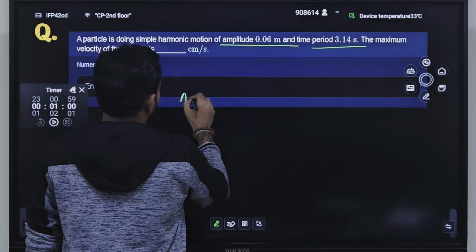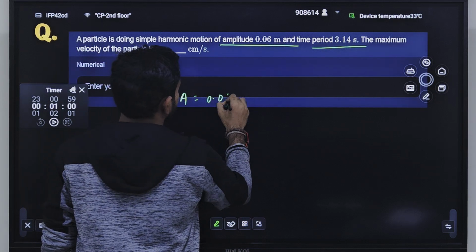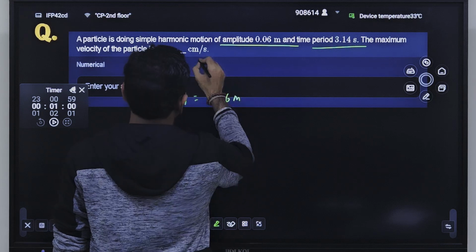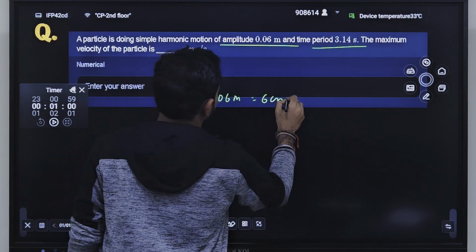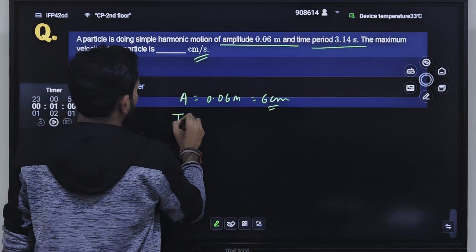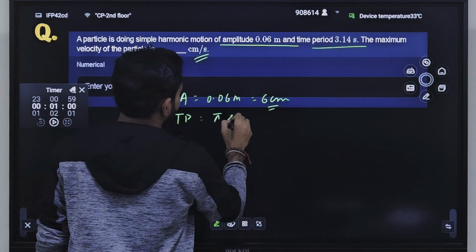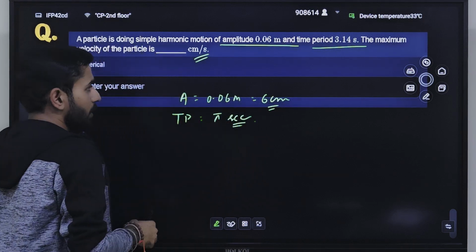What are the values given? A is equal to 0.06 meter. That means in centimeter, since the answer is asked, it can also be written in centimeter. Time period is given, it is equal to 5 seconds. I can write it simply because it will be helping in question solving.